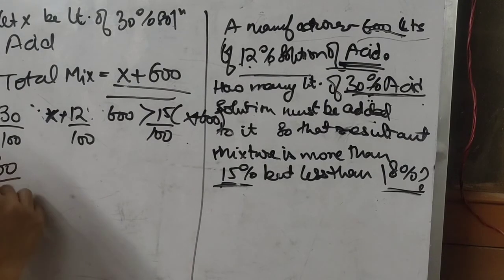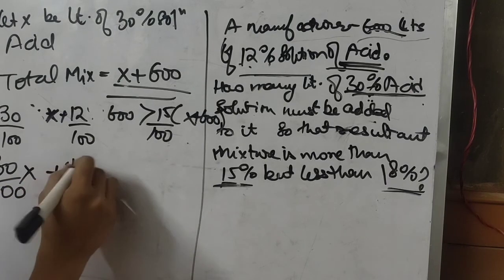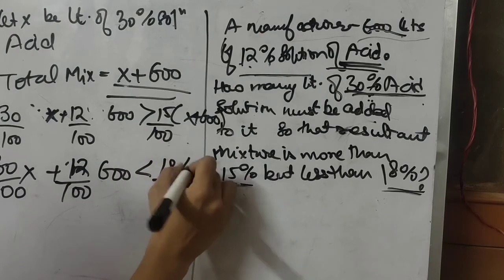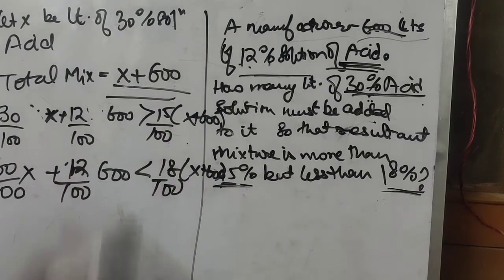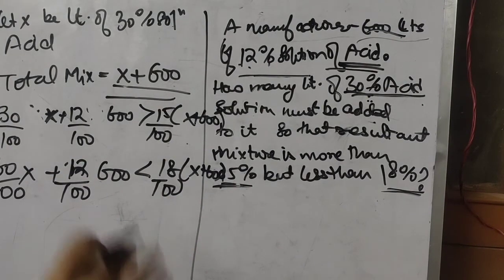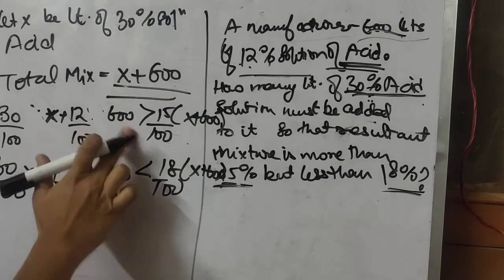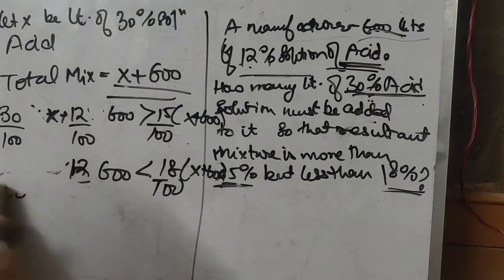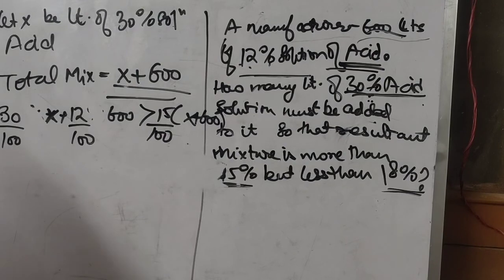Another one will be 30 upon 100 into x plus 12 upon 100 into 600 will be less than 18 upon 100 of x plus 600. So I'll solve with these two inequalities and I'll receive values of x. I'll receive the minimum value from one and the maximum value from the other. So I'll first solve the first inequality of 15%.